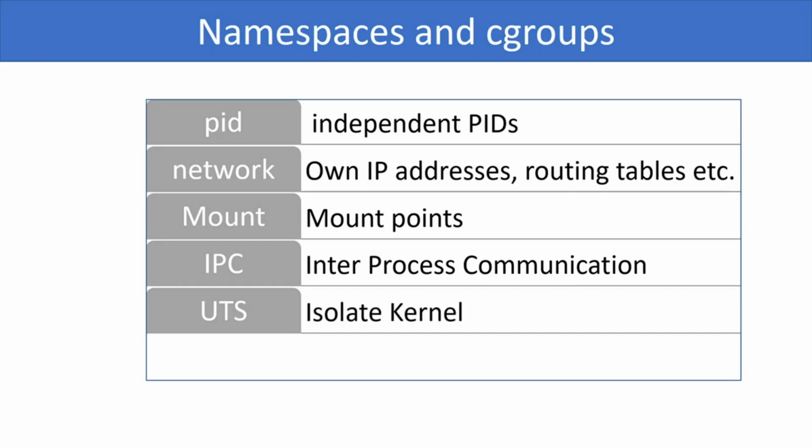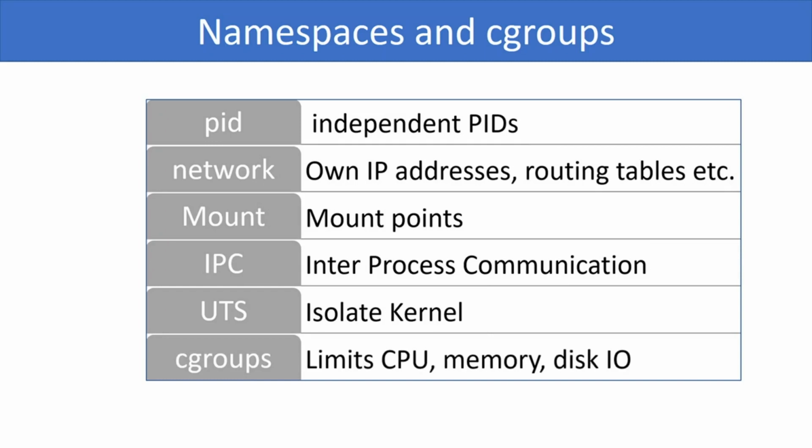In addition to namespaces, containers utilize another characteristic of the Linux kernel known as cgroups. Cgroups limits the CPU, memory, disk I/O, and other resource usage for a process or collection of processes.